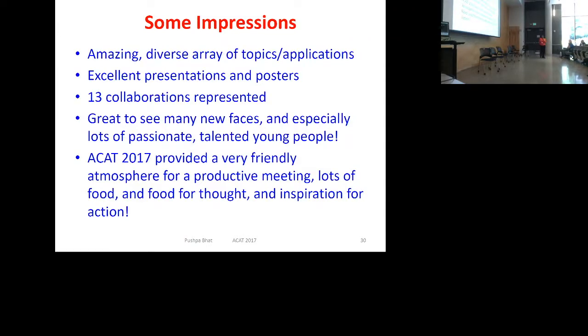So some impressions of this meeting. I think it was amazing to see a diverse array of topics and applications, a variety of studies and applications presented. There were excellent presentations and posters. As Sergey mentioned, 13 collaborations were represented. And it's also great to see many new faces, and especially lots of passionate, very smart, talented young people. ACAT, this edition, has provided a very friendly atmosphere for a productive meeting, I think. Lots of food and food for thought as well, and inspiration for action.